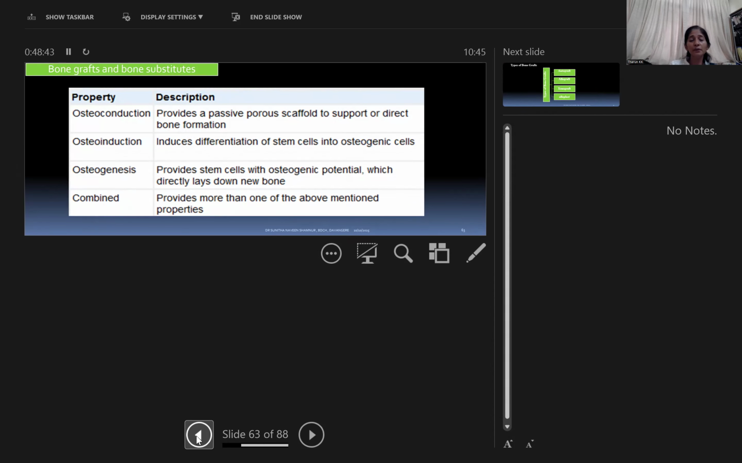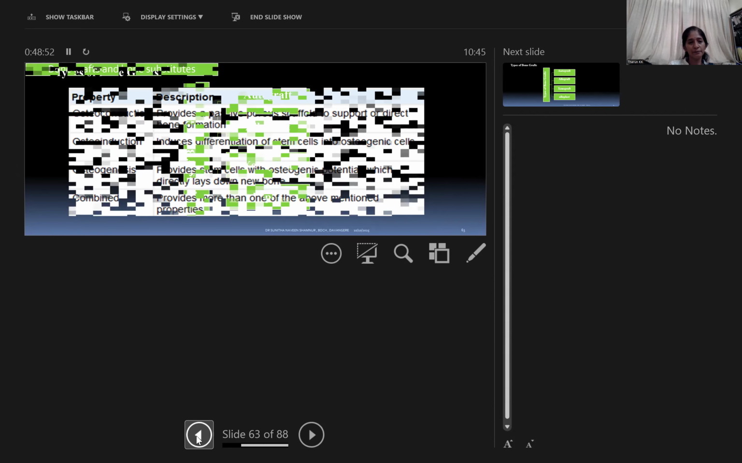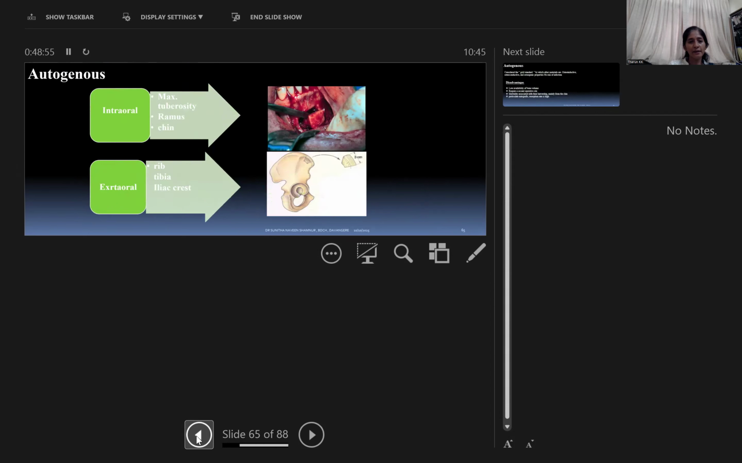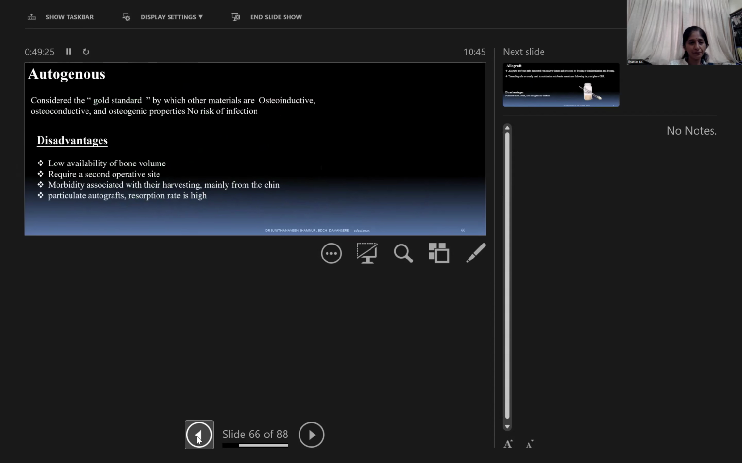So these are the descriptions that you need to know about what kind of bone graft and what is the property that they possess, being the osteoconductive, osteoinductive, or a combined. This we have already discussed. So if you want to harvest the autogenous, which we always call the gold standard, but remember it's got its own morbidity. In the maxilla, it's always a tuberosity, or the symphysis area, or the ramus area, and extraoral, you can harvest it from the rib, tibia, and the iliac crest, provided the patient is systemically good enough to sustain these. Only then you're going to proceed.